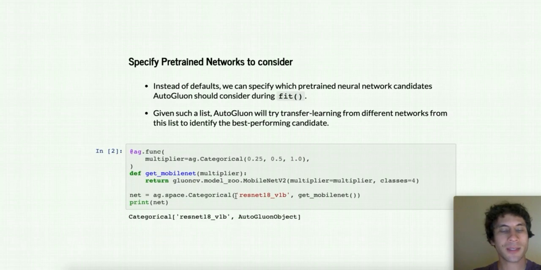Here we define this as a categorical search space, meaning a search space of discrete options to select from. In this example, the MobileNet has a multiplier parameter, which itself we decide should be a searchable hyperparameter. Also a categorical search space here, containing the options 0.25, 0.5, or 1. In this case, the multiplier parameter controls the width of the MobileNet's layers.